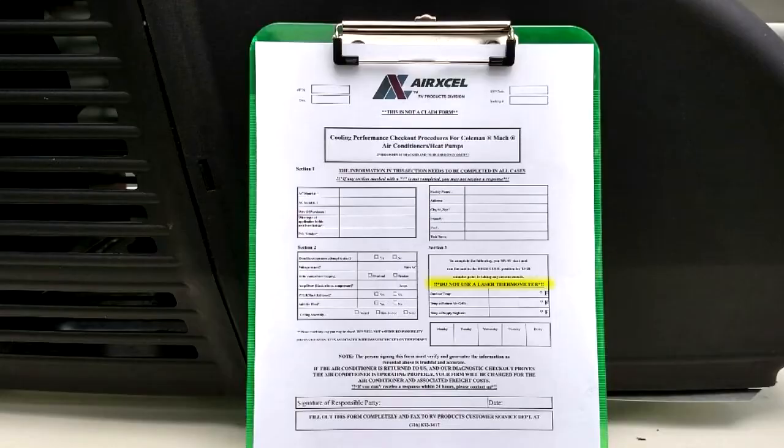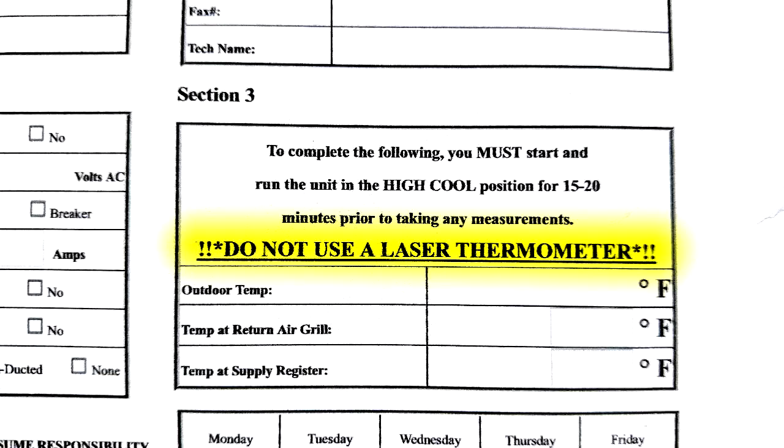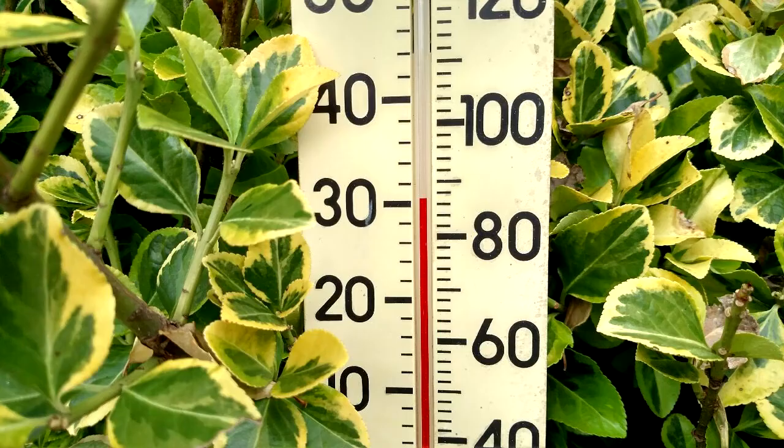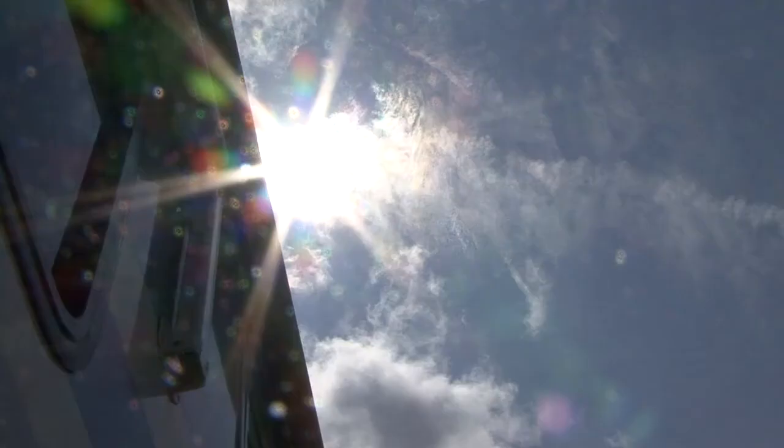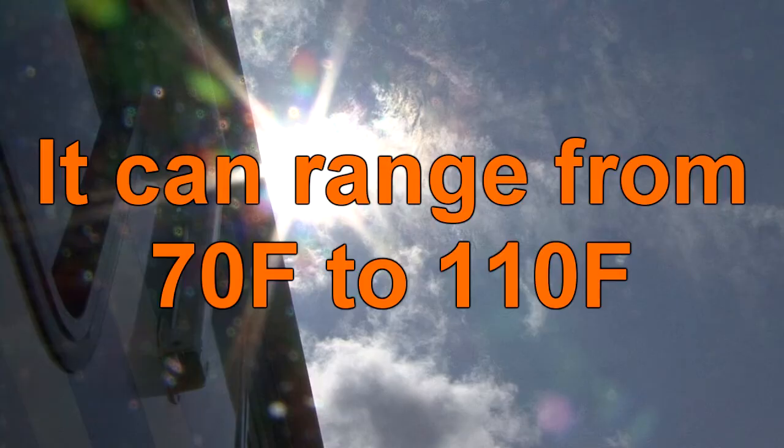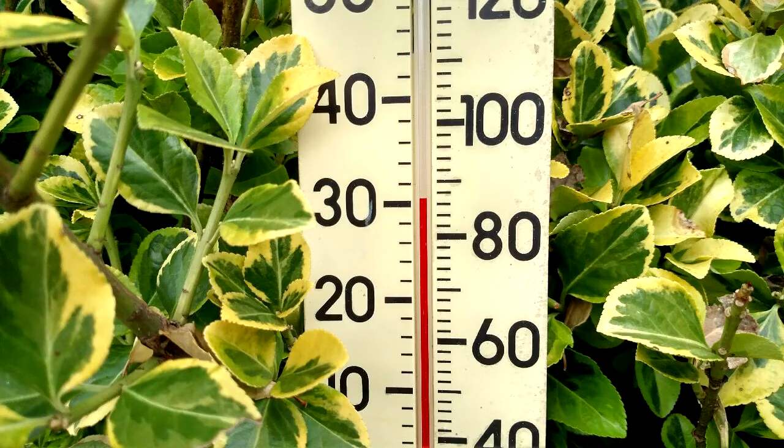When taking the temperature readings, make sure you do not use a laser or infrared thermometer. They are designed to take surface temperature, not air temperature, and they will not be accurate. The optimal outdoor temperature range for testing an air conditioner would be between 75 degrees Fahrenheit and 105 degrees Fahrenheit. It can be as high as 110 degrees Fahrenheit or as low as 70 degrees Fahrenheit, but it will be more difficult to get accurate readings. Obviously, the closer you are to ideal conditions, the better and easier your diagnosis will be.